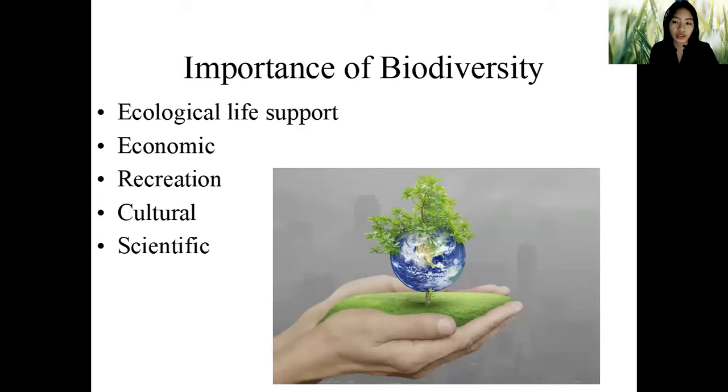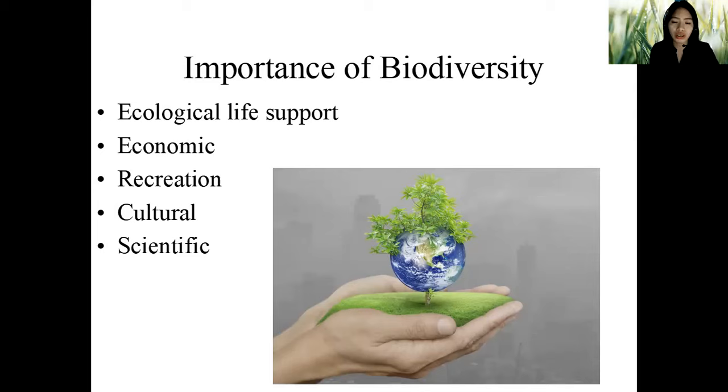So how about the recreation? As human beings, we enjoy yung biodiversity natin. We enjoy looking at different kinds of fishes, different kinds of ecosystem. And then cultural, it preserves yung culture.